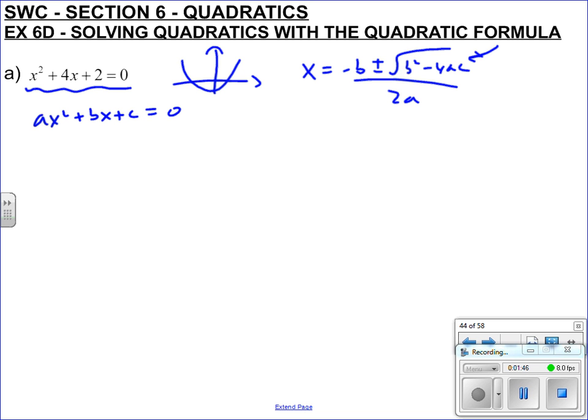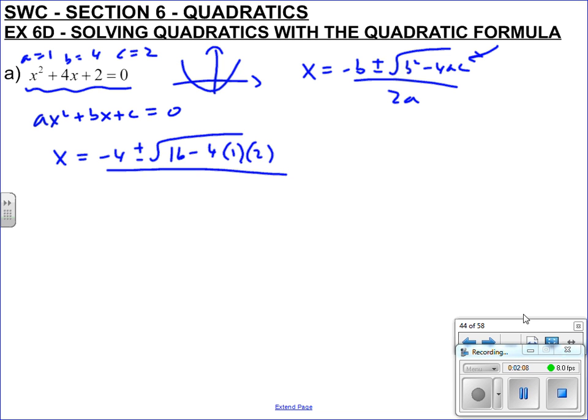Okay, quadratic formula then. So x equals, once we identify what a, b, and c are, this is just filling in some numbers. So a here must be 1, b must be 4, and c must be 2. So x equals minus b, so minus 4, plus or minus the square root of b squared. So 4 squared is 16, take away 4 lots of a, which is 1, and c, which is 2, all over 2 lots of a, so that's 2 times 1. Okay? Sort the top out, so minus 4 plus or minus the square root of 16 take away 4 times 2, so 8, over 2.